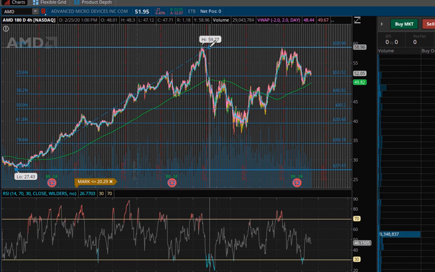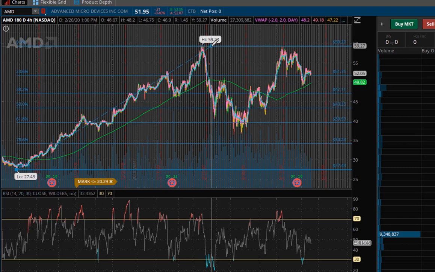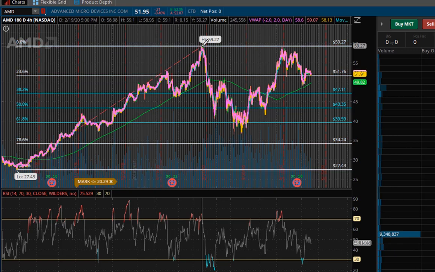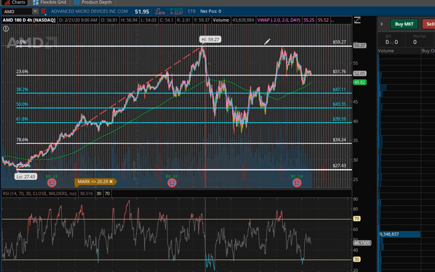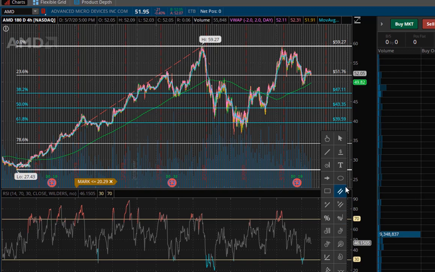Again, you might not get it 100% perfect all the time, but it's of course just better if you do. So I just got it perfectly. We got it at $59.27, right? So once you do this, it draws Fibonacci retracements, right? You see all these lines, right?